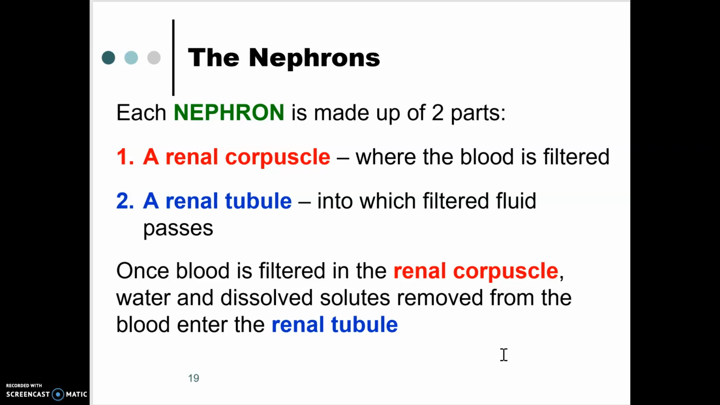Behind that renal corpuscle, or leading away from the Bowman's capsule, is a tubule. Now this tubule is twisted and turned, and it's convoluted, and it gives it a greater surface area, and that's where we get to see stuff being moved in and out of the nephron, which is going to regulate what is formed into our urine.